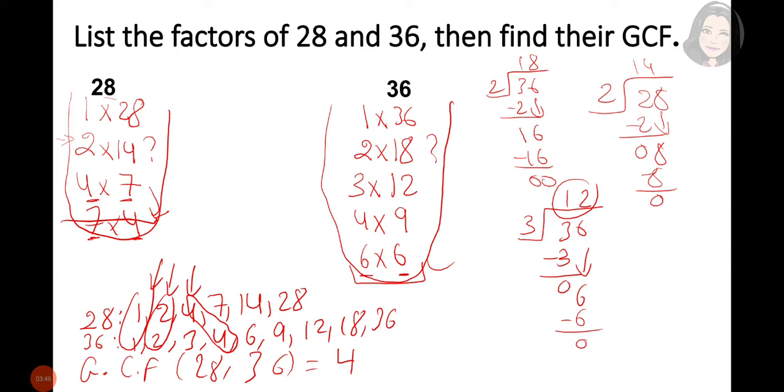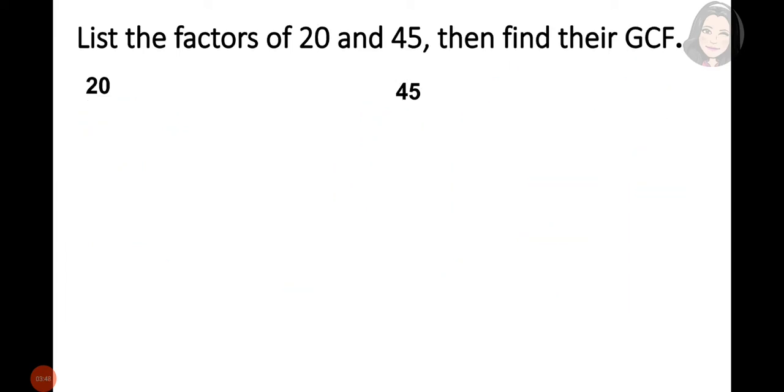Now let's move on to another example. The numbers 20 and 45. Use divisibility rules. 1 times 20 is a 20. It's divisible by 2. 2 times 10. Use long division to figure out the numbers. It's not divisible by 3. It is divisible by 4. 4 times 5. And it's divisible by 5. 5 times 4. Repeated digits, I stop.